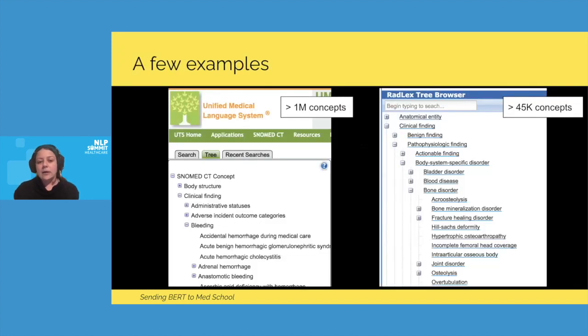These are two examples of very famous medical ontologies. One is the UMLS, which was created in the 1980s. It contains more than 1 million concepts and dozens of different relations. The other one is a little bit more focused. RadLex is focused on the radiology domain, and it contains 45,000 concepts.